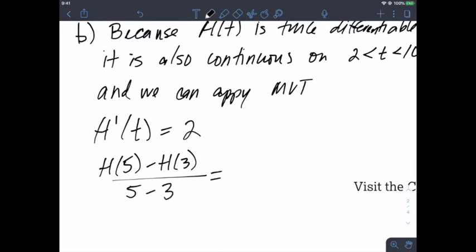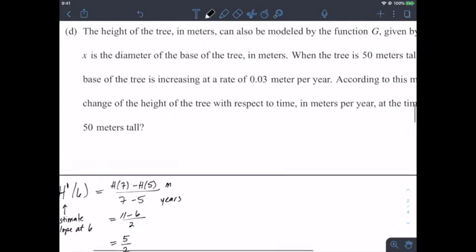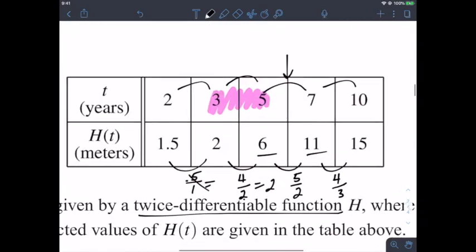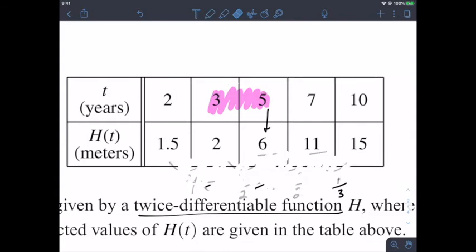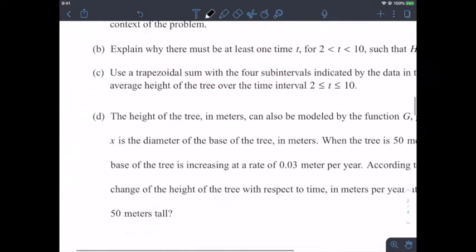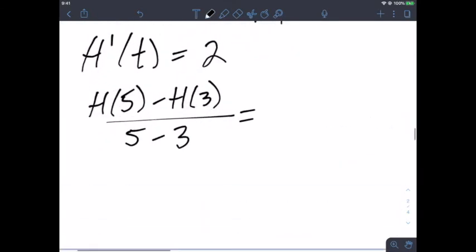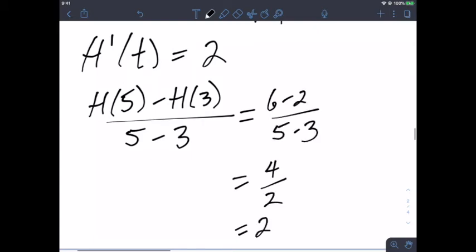And h of 5 from the table is 6. Let's clear up some of this extra work here. H of 5 is 6. H of 3 is 2, so 6 minus 2 on top, and 5 minus 3 on the bottom, so 4 over 2, which is 2.